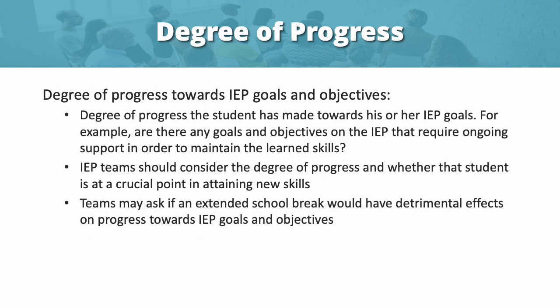Another consideration is the degree of progress towards IEP goals and objectives. For example, are there any goals and objectives on the IEP that require ongoing support in order to maintain the learned skills? IEP teams should consider the degree of progress and whether that student is at a crucial point in attaining new skills, and teams may ask if an extended school break would have detrimental effects on progress toward IEP goals and objectives.